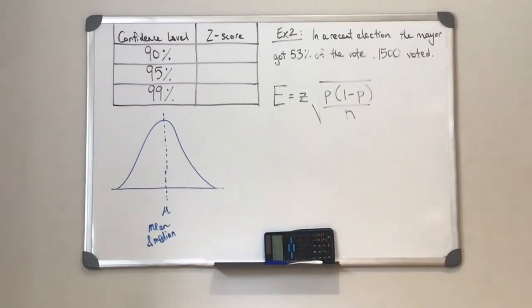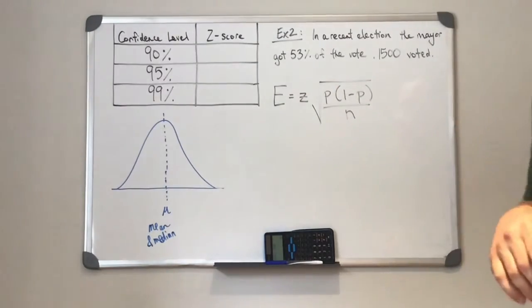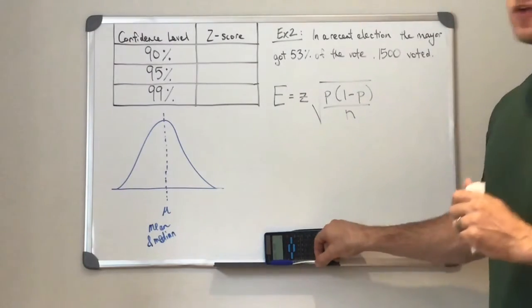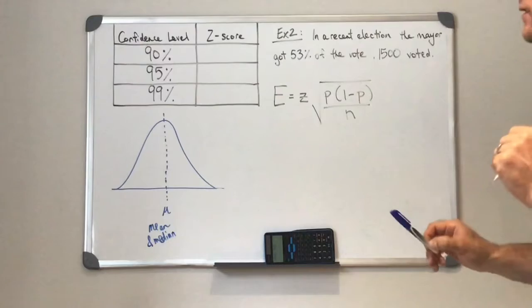I had a question about confidence intervals, in particular the table here. So I want to get into that first, and then I'm going to go through one of the examples that we had in our lesson as well.